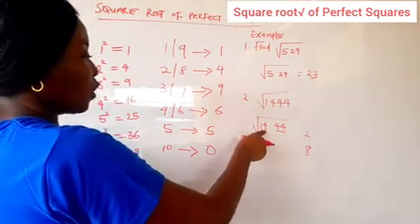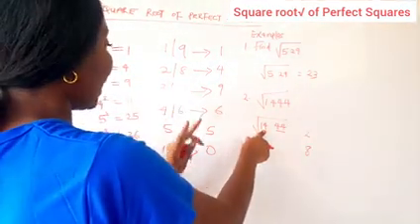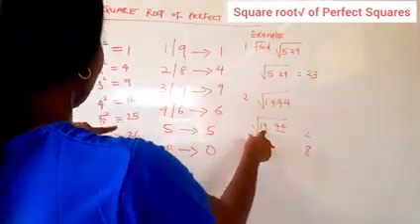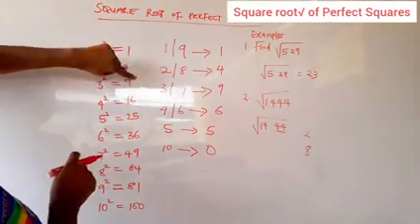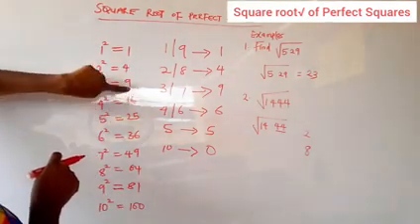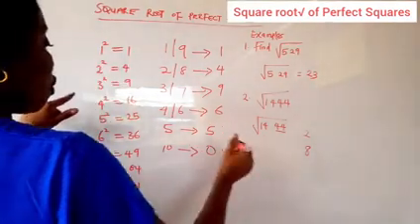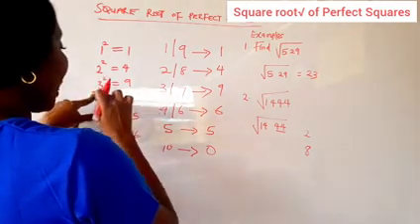Then you come to the 14. The last one we have is 14. After 9 you have 16, so 14 falls under this place. So therefore we are having the square root of 9, which is 3.